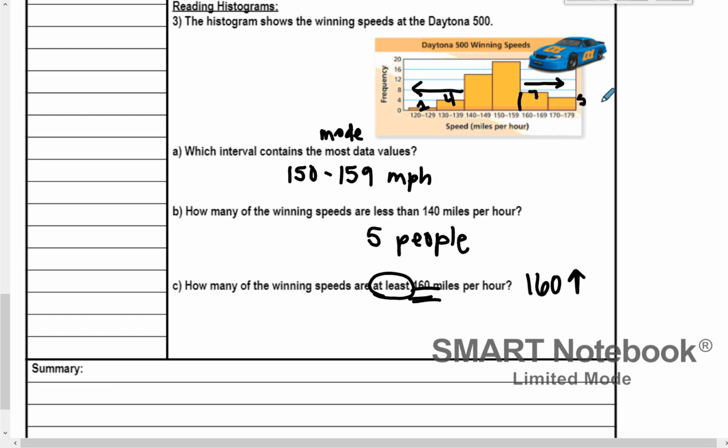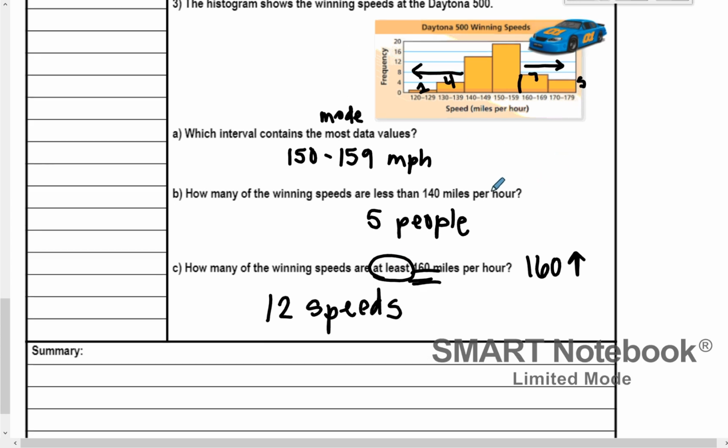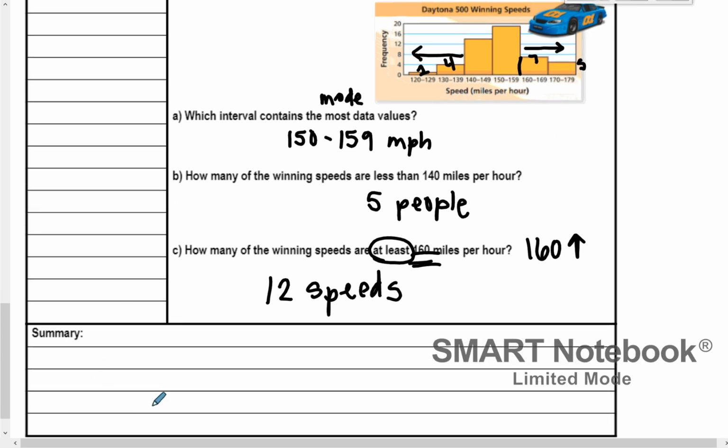If you had said 4, don't mark it wrong, because I could see where you would see that as well. So we'd have 7, 8, 9, 10, 11, 12. So 12 speeds are at least 160 miles per hour. All right, and that is it on a histogram. So if you want to take a quick minute to write your summary, you can talk about the difference between a histogram and a bar graph. You could talk about what you need in order to make a histogram, like a frequency table, intervals that are equal sizes, any of that we have learned today.